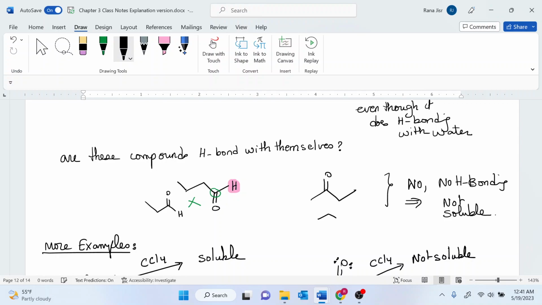Same thing if I have two molecules of this ketone in there. Even though the ketone here is water soluble because it can do hydrogen bonding with the water, it cannot do hydrogen bonding with itself.